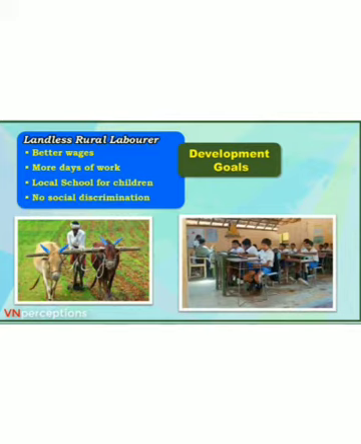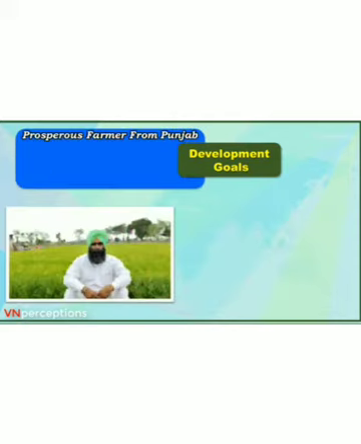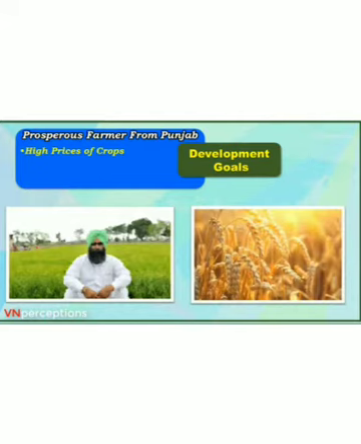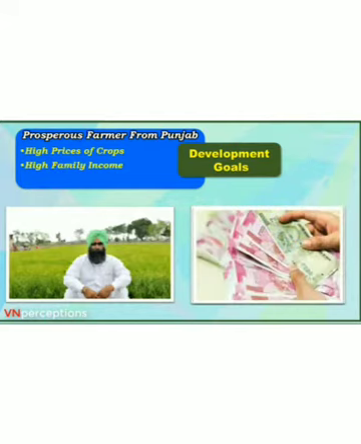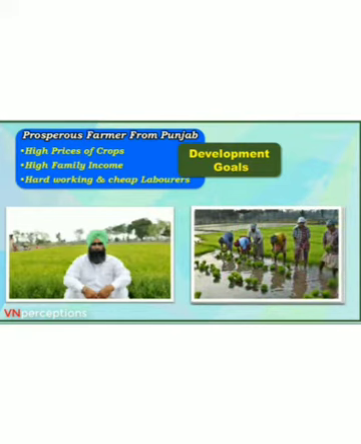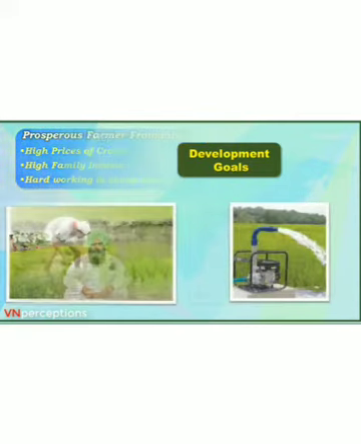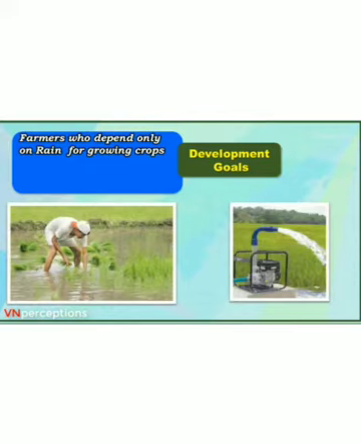Similarly, a prosperous farmer from Punjab wants high prices of crops, high family income, and hard working and cheap laborers. Then farmers who depend only on rain for growing crops require, first, adequate rainfall. The second thing is an irrigation facility so that he can grow multiple crops, so he can grow 2 to 3 crops in a year.